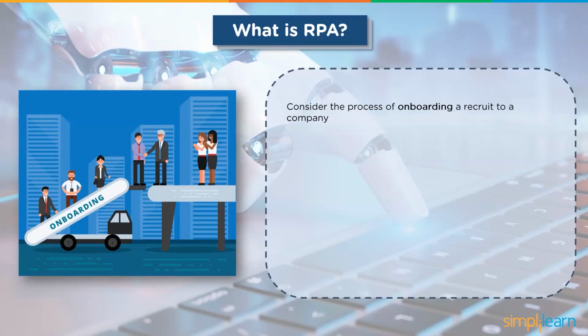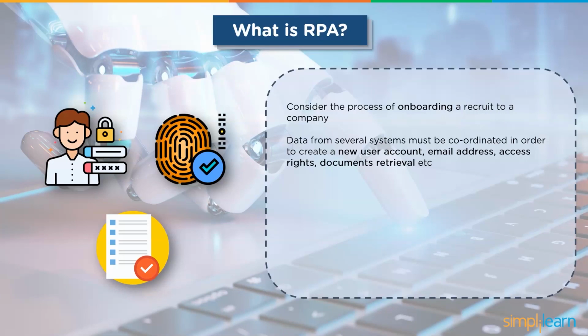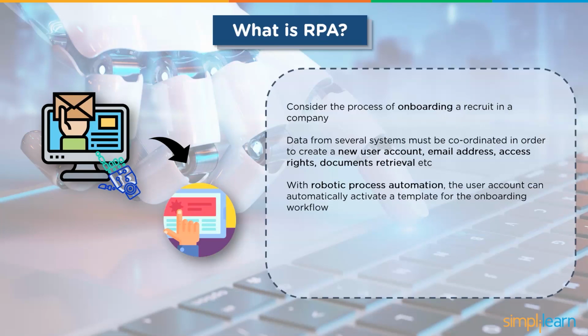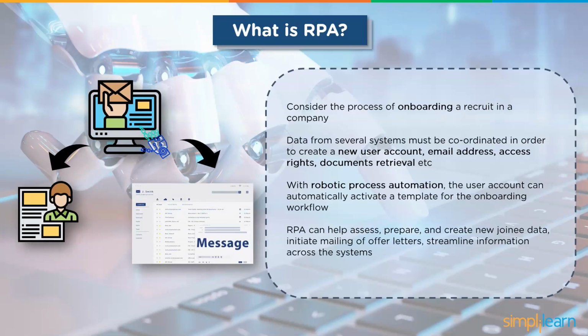Consider the process of onboarding a recruit to your organization. The whole process will involve tasks like creating a new user account, a new email address, access rights, documents retrieval, and so on. So instead of doing all of this manually, one can automate the process. So with RPA, the user can automatically activate a template for the onboarding workflow. RPA can help assess, prepare and create new joinee data, initiate mailing of offer letters, and streamline the information across different systems.